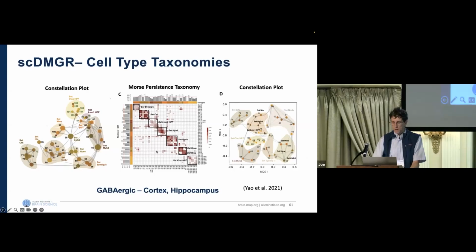This is showing, essentially, the GABAergic cell types in the cortex and the hippocampus, of the somatostatin type. Somatostatin is a neuropeptide expressing gene, and we looked at all the cells that were expressing that. And essentially, using this Morse structure, you build up something we can call a Morse persistence taxonomy.